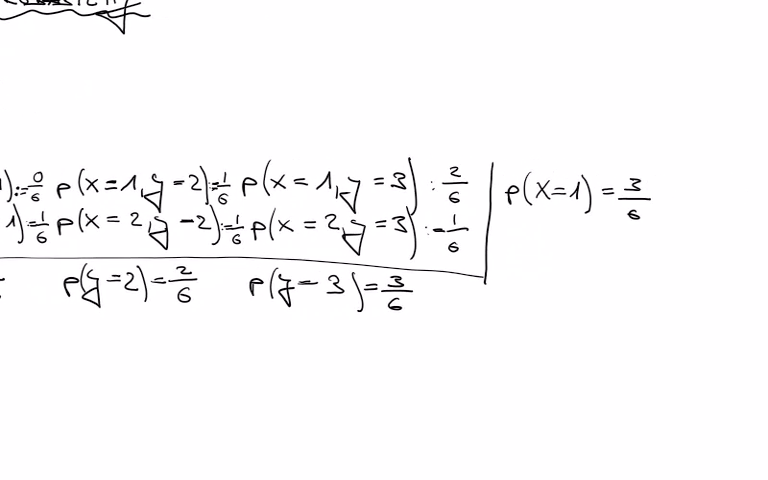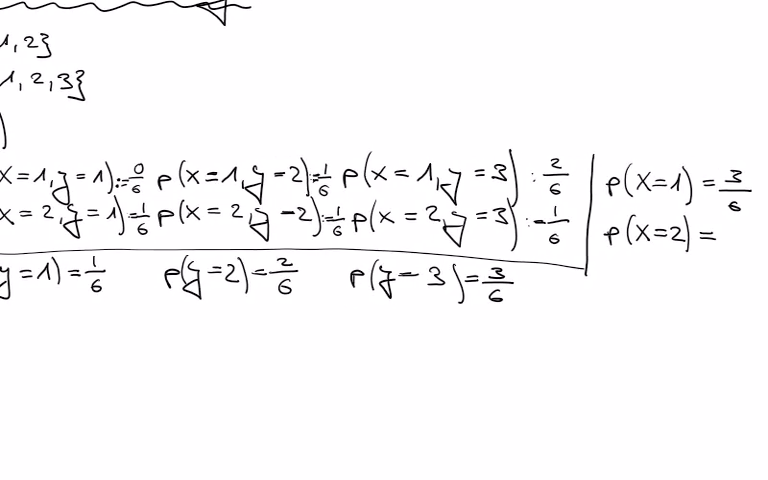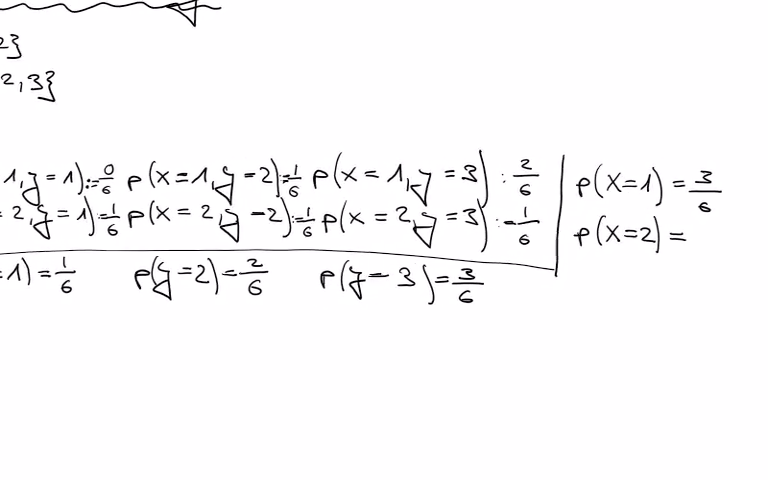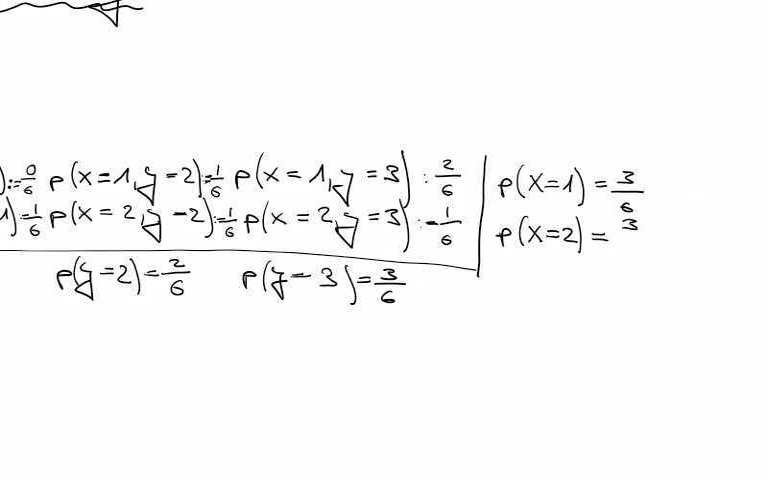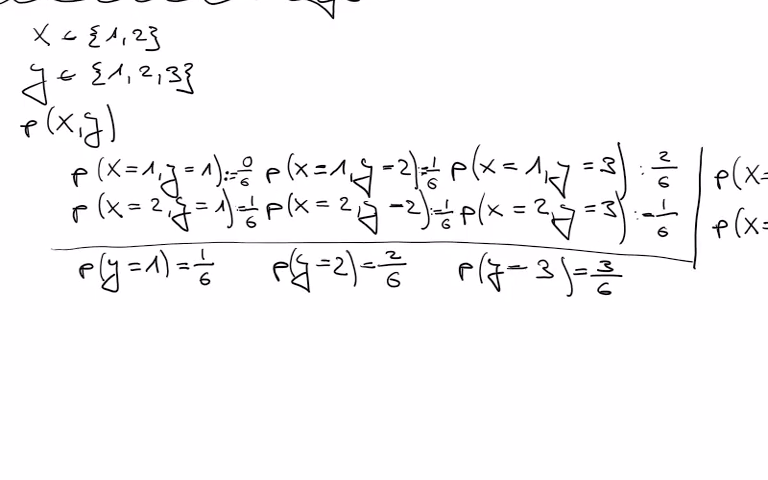And actually, because we know the marginal distributions are normalized, we can infer that then p of x equals 2 is also 3 over 6, but we can also check that. And we again see that this is 3 over 6. Good, so that is where we left off last week.